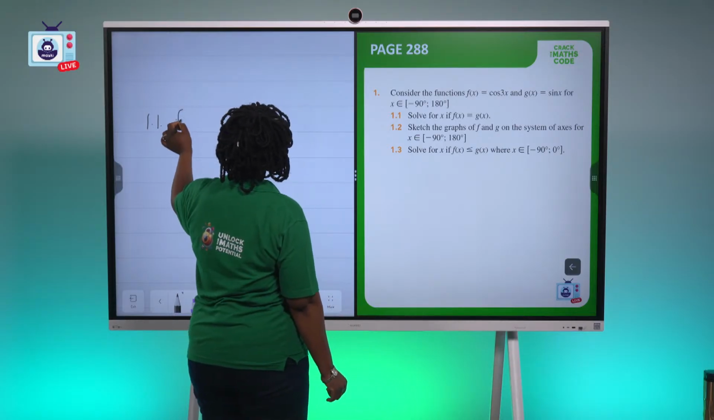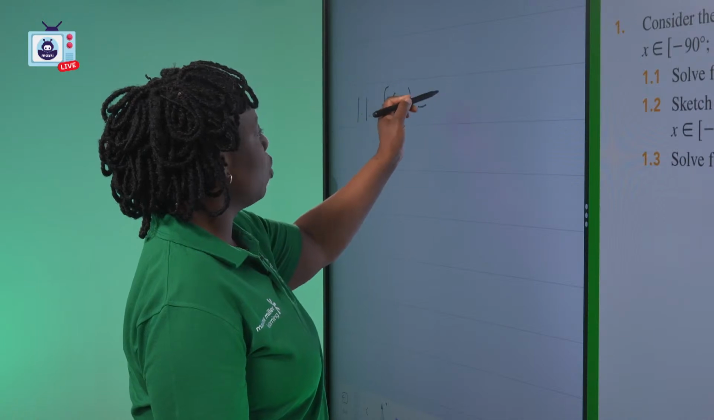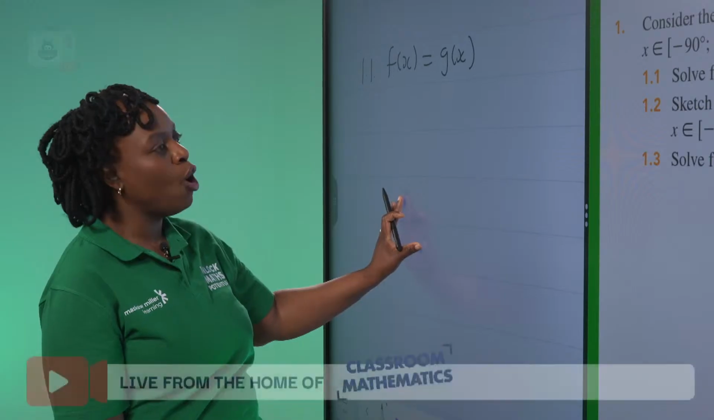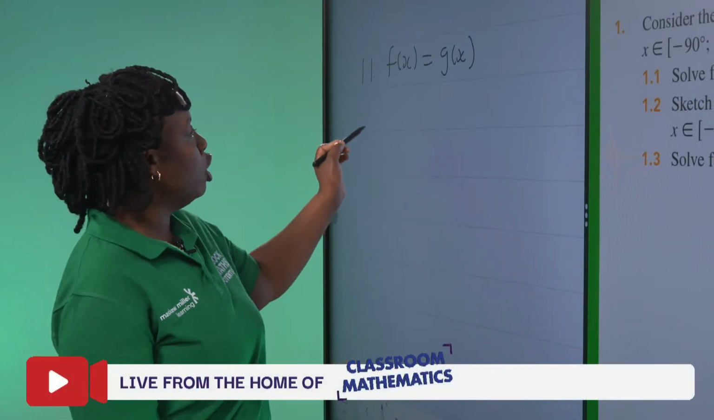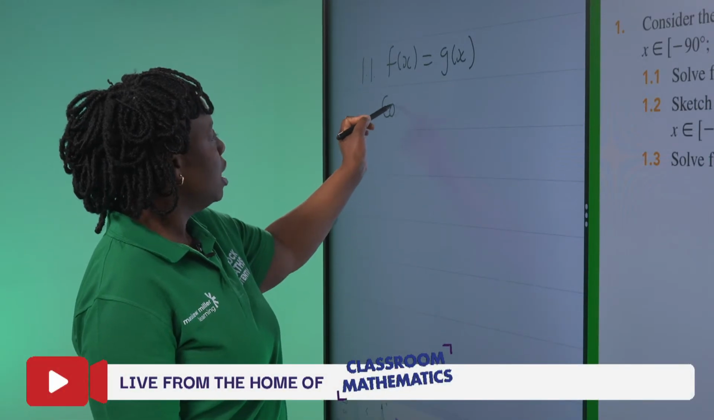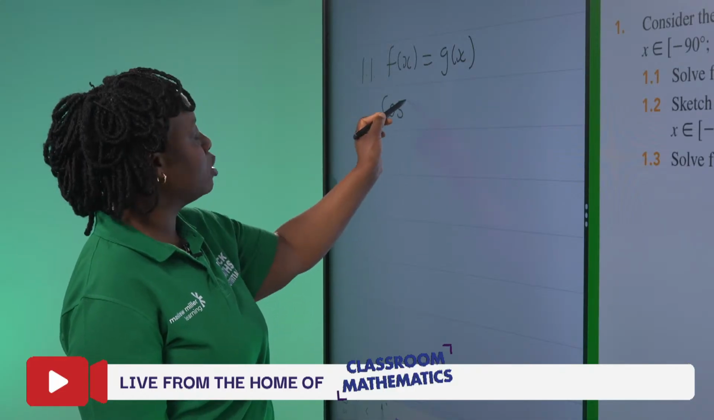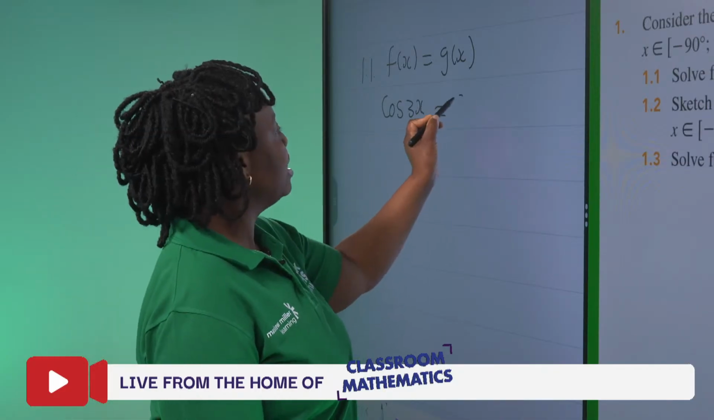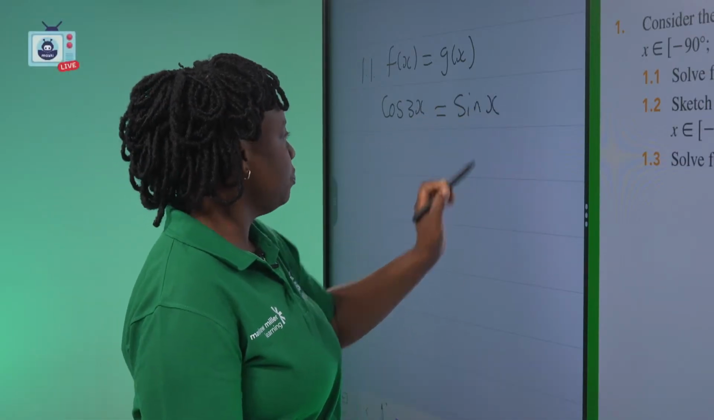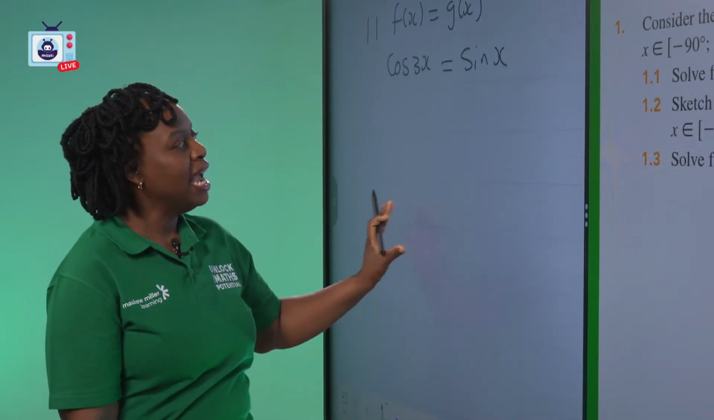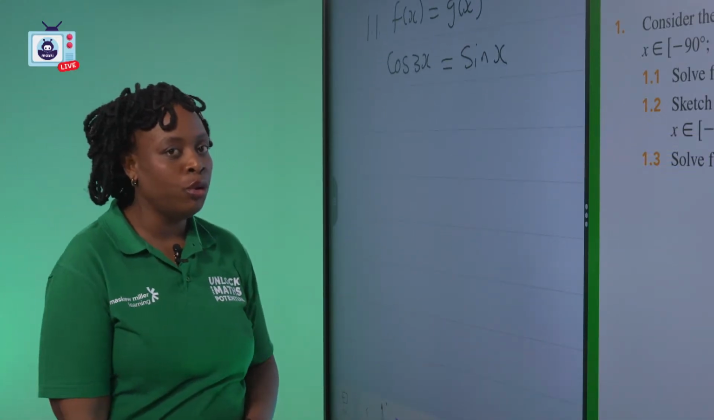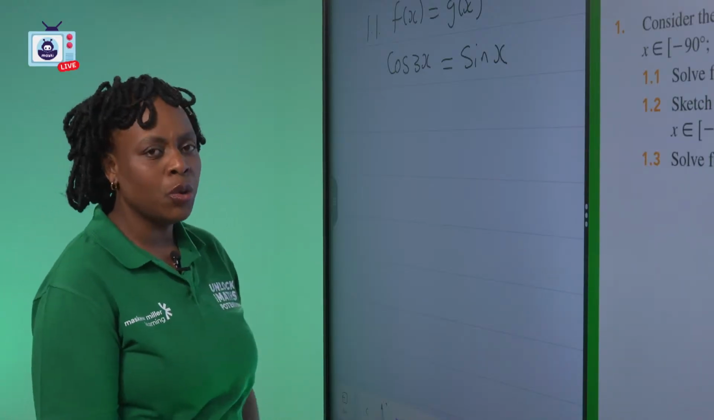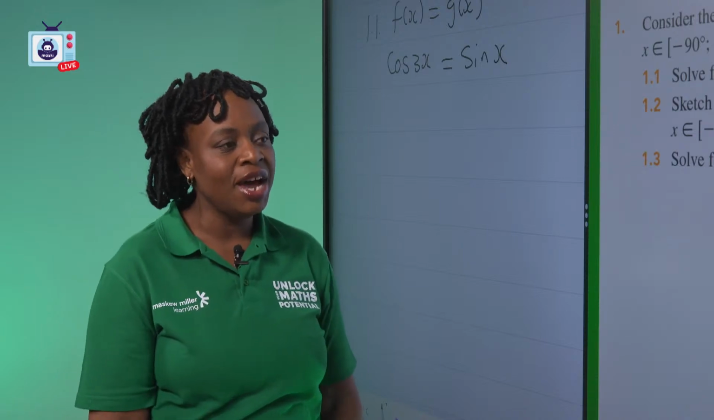So let's do that. We are told that f of x is equal to g of x, and what we have to do therefore is solve for x. Okay, so what we're going to do first is substitute. We know f of x is given as cos 3x, and g of x is given as sine of x. Now, when we have it like this, it sounds like, what am I going to do? Because it's not the same ratio. Don't worry, we can always make it the same ratio.